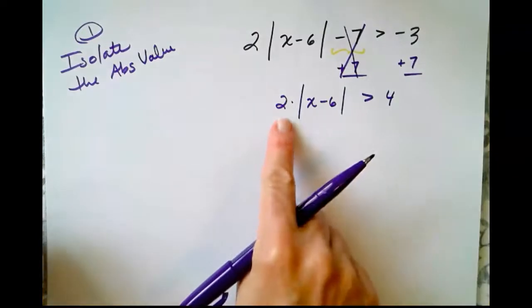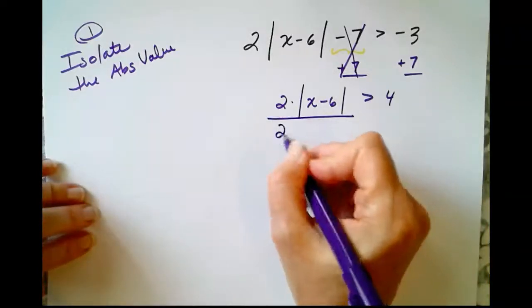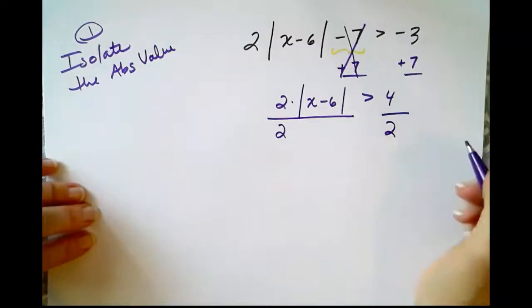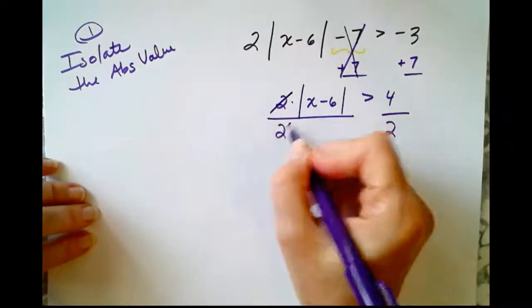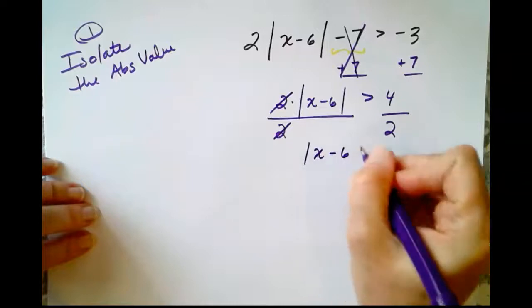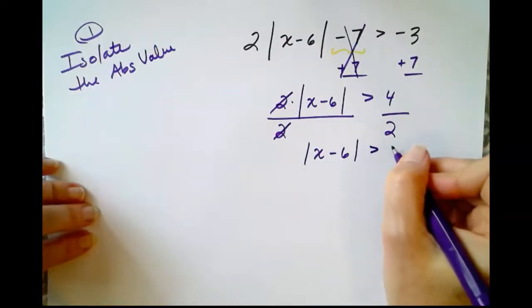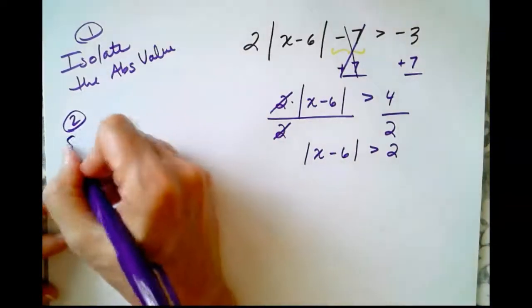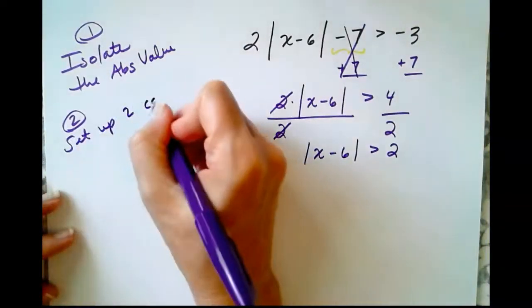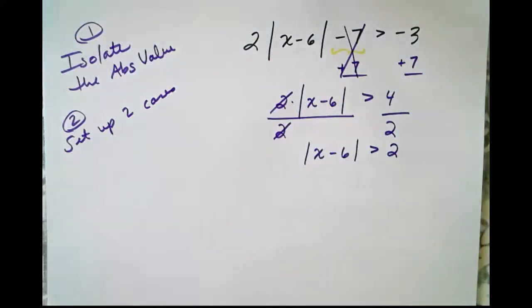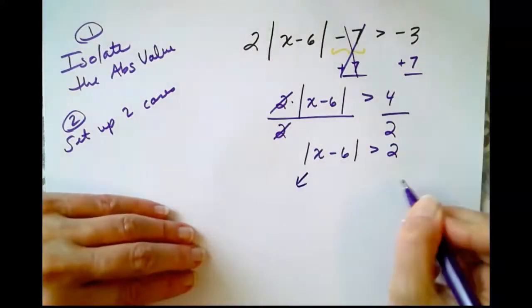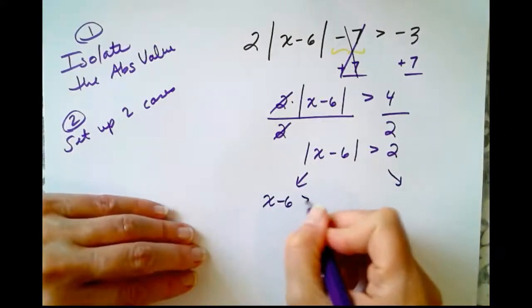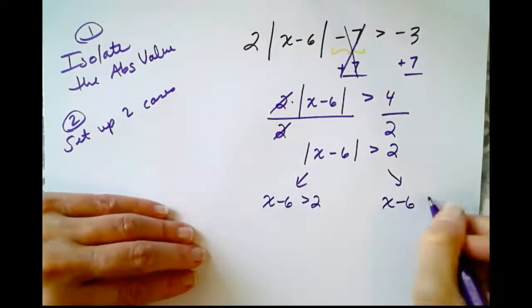Next, undo times 2. The inverse operation of multiplication is division. Show division with a big fat fraction bar. The 2's cancel. The absolute value of x minus 6 is greater than 2. Finally, there's step 1. Step 2, set up 2 cases. Lose the absolute value bars. Here's the positive case, and here's the negative case.